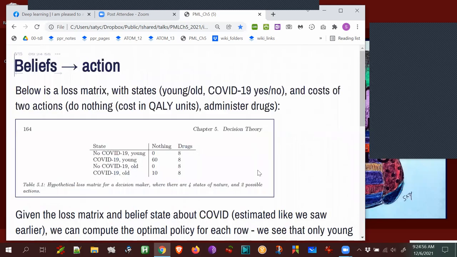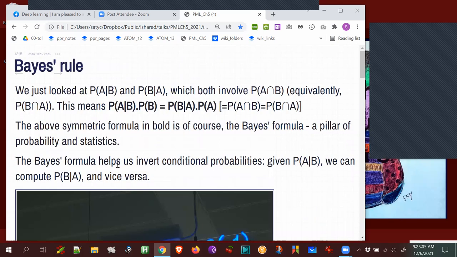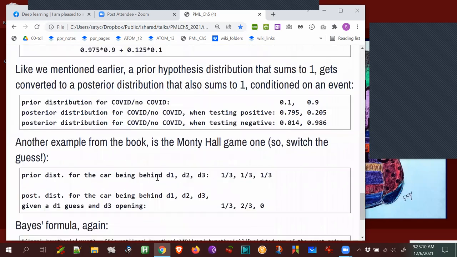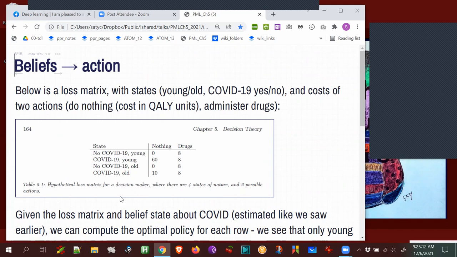Okay. So continuing on, the book talks about this loss matrix. Now you have a way to estimate if somebody has COVID or not. Well, we went through this example. Knowing that, how can you take this little table that you can make with all the four possibilities, and pair that with young people and old people, and the fact that the test came out negative or positive, and then choose between one of two different actions? You either do nothing, especially when the person has COVID, or you give them drugs.